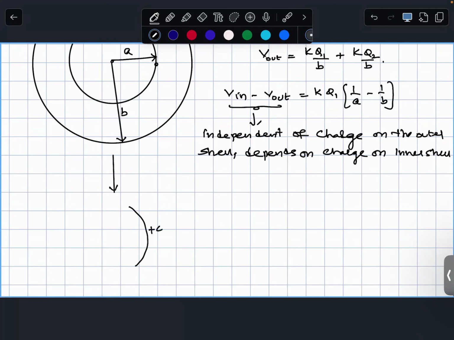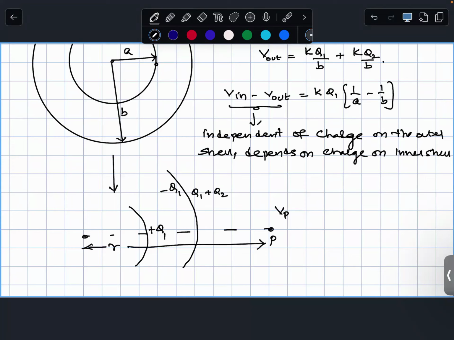Now you have plus Q here, but plus Q1 here, minus Q1 here. What is the charge on the outside? Q1 plus Q2. Therefore, a point P strictly outside, which is at a distance R from the center.